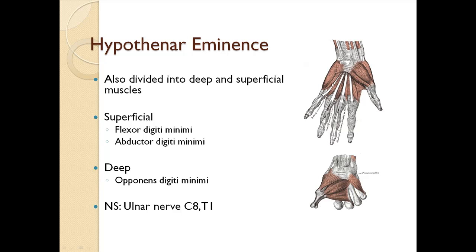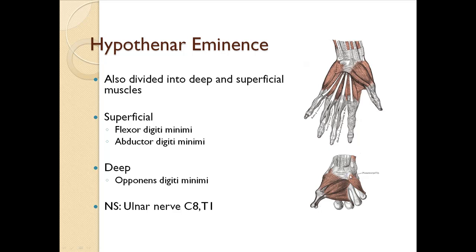And then we've got flexor digiti minimi, which is a small muscle that sits on the anterior aspect of the palm of the hand, again arising from flexor retinaculum, going off to the base of the proximal phalanx of the little finger. One abducts, the other flexes. And then again, deep to that, we've got this muscle here. There's the little finger. This is the fifth metacarpal.